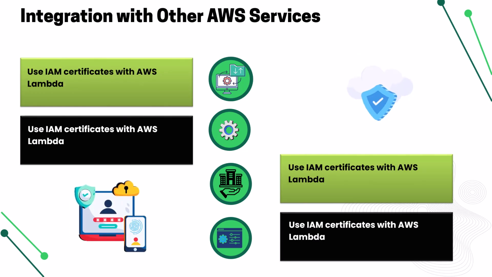IAM certificates aren't lone wolves. They thrive in collaboration. AWS Lambda benefits from their security for authentication. API Gateway uses them to keep data transfers airtight. AWS S3, seamless authentication makes access smooth. And if automation excites you, AWS Secrets Manager simplifies certificate handling. Let's get these integrations rolling so security doesn't slow us down.